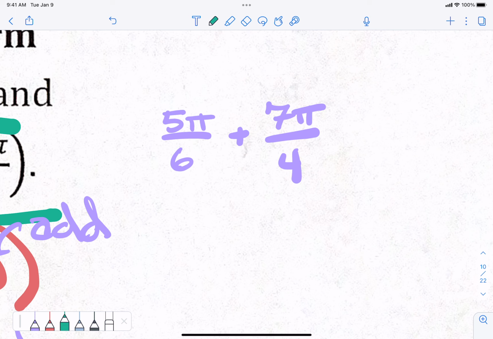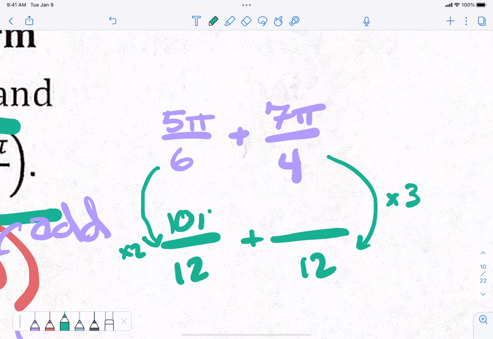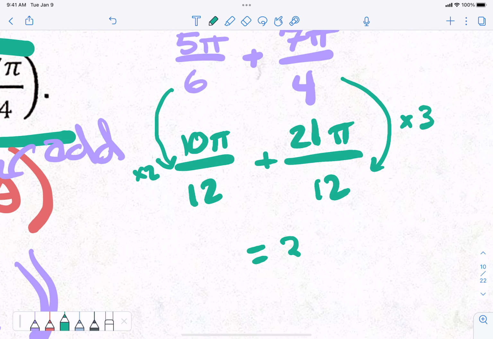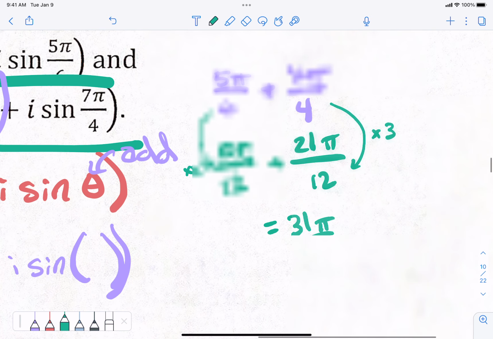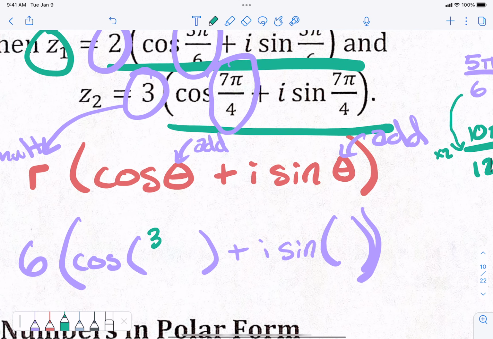We have to find a common denominator. 6 and 4. 24? 12. Let's do 12s. This would be 12 and this would be 12. So we multiply by 2 and multiply by 3. 10 pi and 21 pi. 31 pi over 12. You're finding a common denominator and adding them together. So when you're multiplying, you're actually adding those guys, and this is 31 pi over 12.